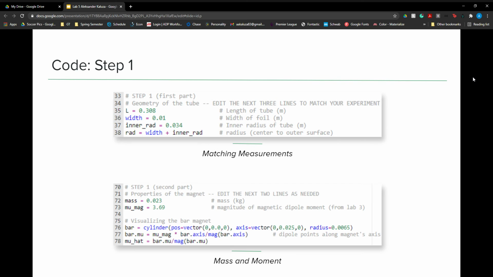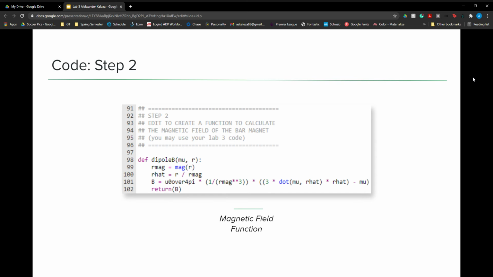So for step 1, first things first, I put in the different measurements that I found, and then I used the moment that I found in lab 3, being 3.69 for the magnet, and I kept the mass the same. In step 2, I also used code from lab 3 for the method to calculate a magnetic field given a magnetic moment and a vector r.